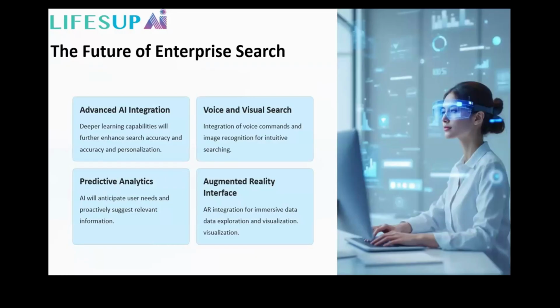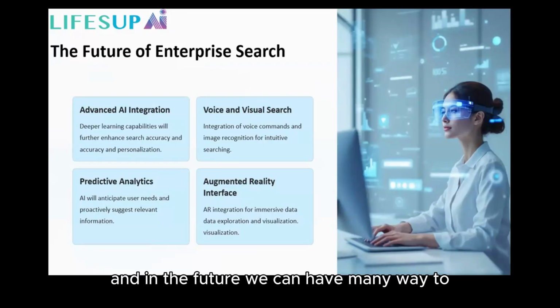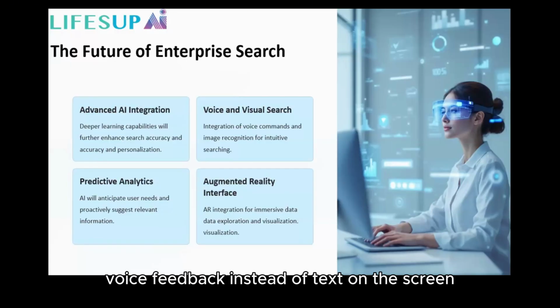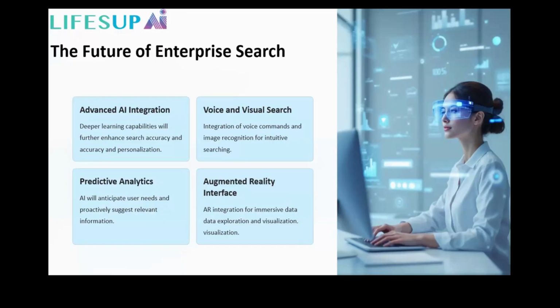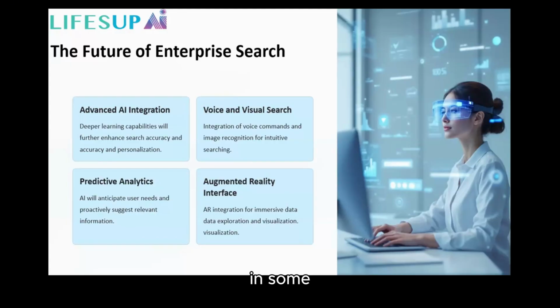Okay, that's it for the enterprise search introduction. In the future, we can have many ways to modernize or improve the enterprise search experience. For example, you can use voice search instead of typing on the computer. You can talk to the chatbot and get voice feedback instead of just text on the screen. You can also have another experience using augmented reality, where you wear glasses and can see and talk to the chatbot in some visualization. Okay, so that's the introduction.